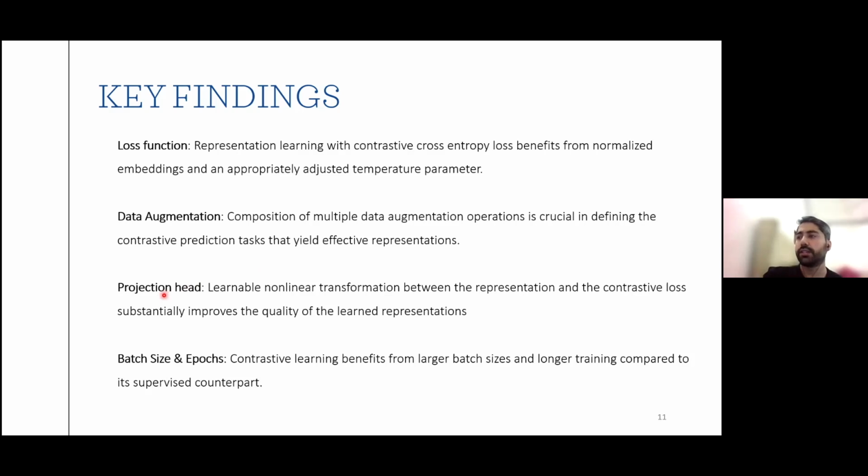Then the projection head, a learnable nonlinear transformation between the representation and the contrastive loss, helped to get better quality of the learned representation. Then the batch size and epochs. So contrastive learning benefits from a larger batch size and a longer training time compared to supervised counterparts.